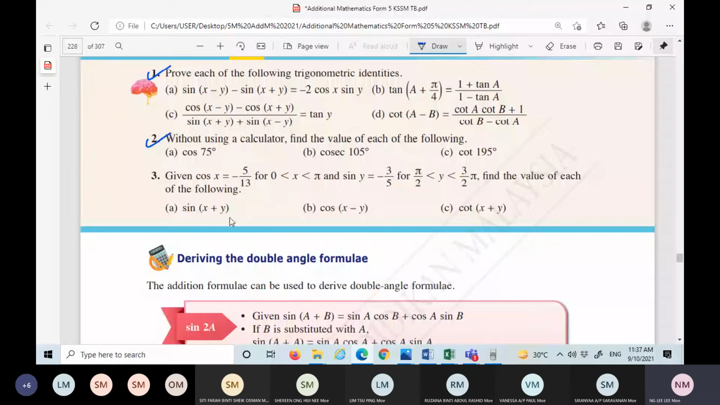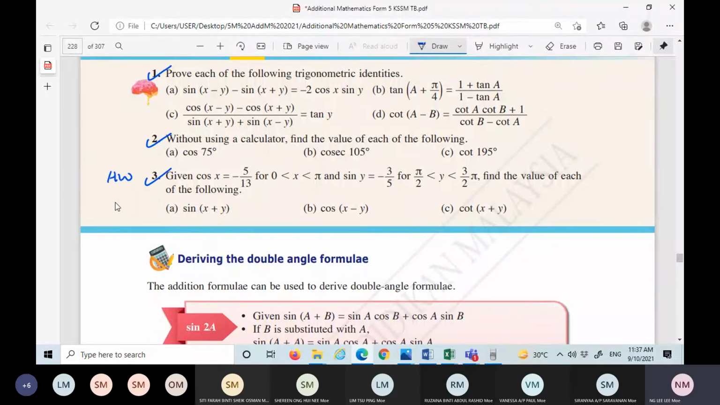That day you didn't do number 3, so for today you do number 3. Today is what? 10.